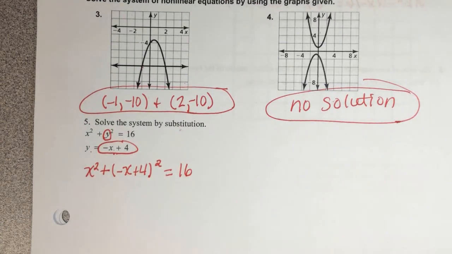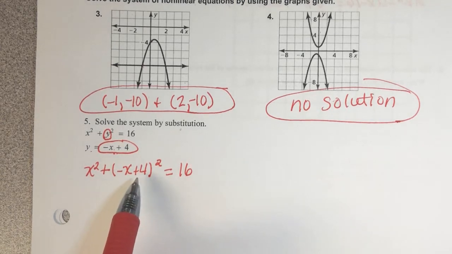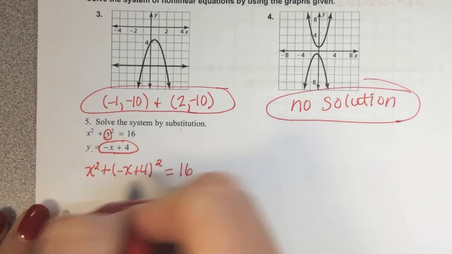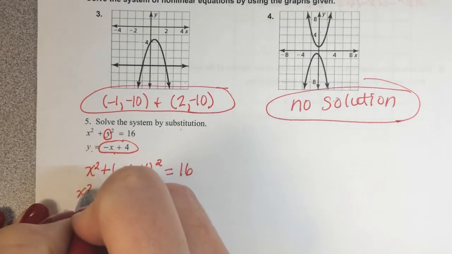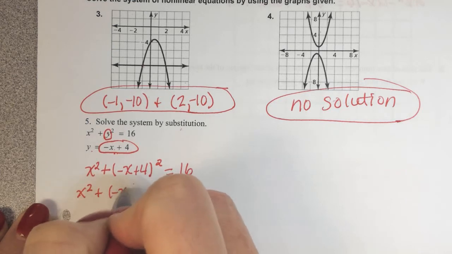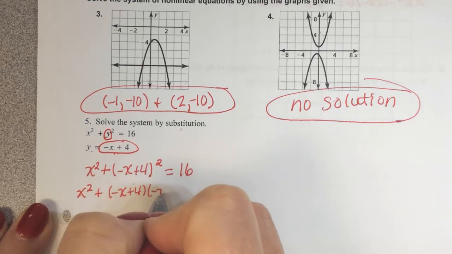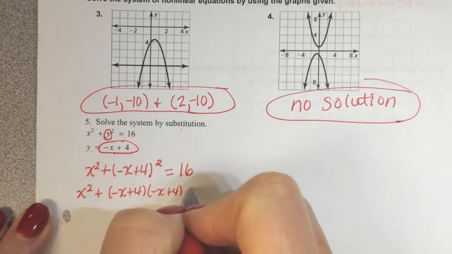Now, I noticed some of you on the quiz on that last problem, squaring this binomial, you didn't do that correctly, and that messed up your answer. So I want to talk about how we square this. It's x squared plus, and then I have to write this out. I'll show you a shortcut.